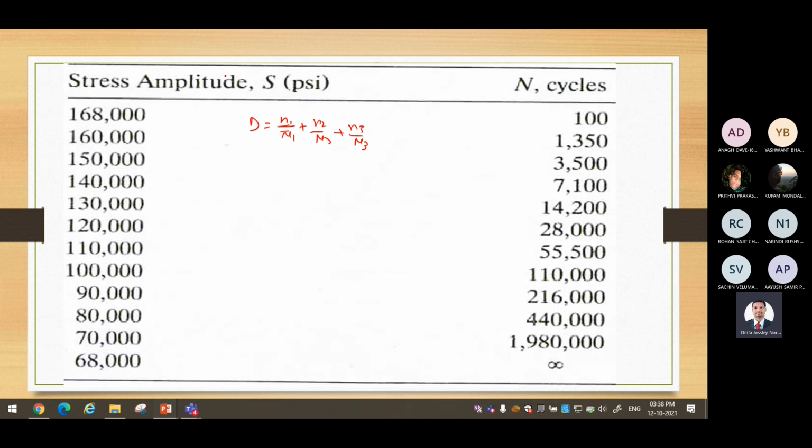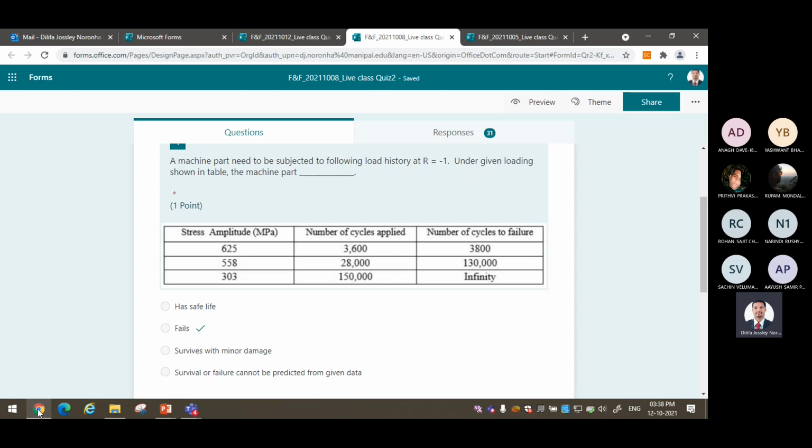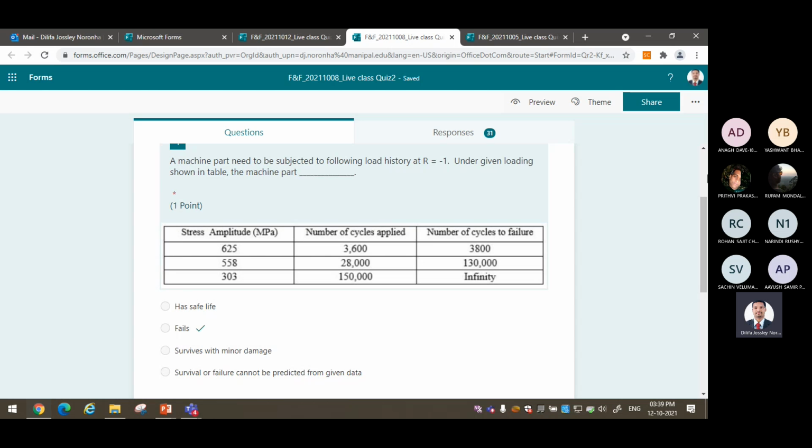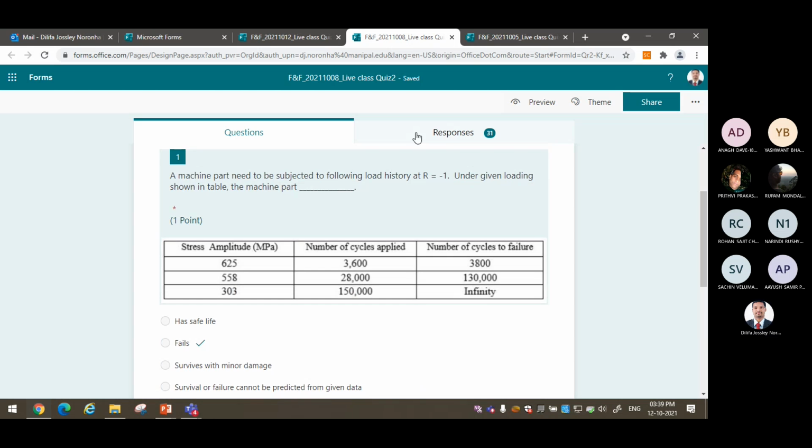So the first one is 3600 divided by 3800, plus the next value. What is given? 28,000 divided by 1,30,000. And 1,50,000 something divided by infinity. Calculate this. If this value is greater than 1, the component fails. In this case, you get it to be greater than 1. Therefore, you have to write that the component is going to fail. Anyone tried that answer right away?